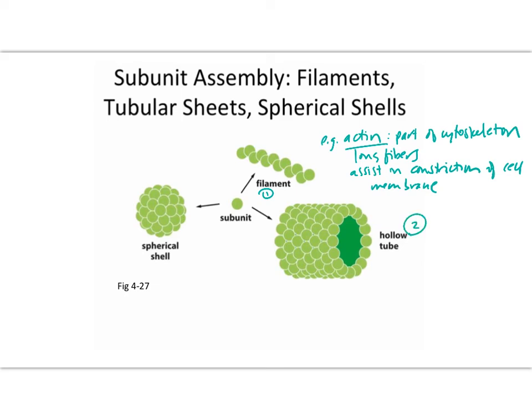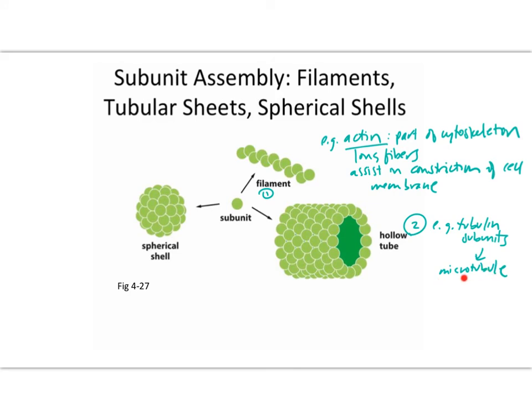Here's a second shape that can form from subunits, and that is a hollow tube. And an example of that is tubulin as a subunit. We can have many tubulin subunits. Again, these are proteins, and then they can assemble into a hollow tube, and then we call that whole long tube a microtubule. So basically, in that example, each of these little dots would be a tubulin protein, and then this whole thing is a microtubule. So we're zoomed in really close from if you've seen microtubules under a microscope or in other drawings before.